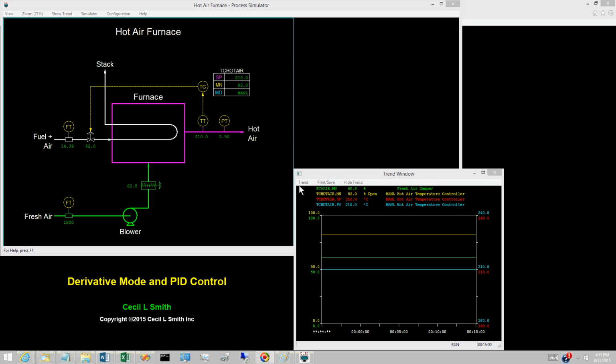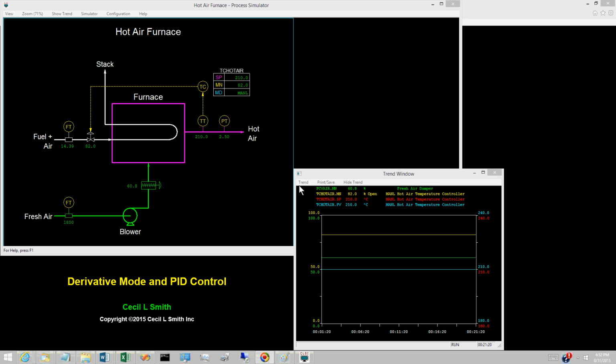The derivative mode is used in only about 10% of the loops. However, the importance of derivative is more than this might imply. A common application of derivative is in slow temperature loops in reacting systems. These are among the most important loops in a plant.